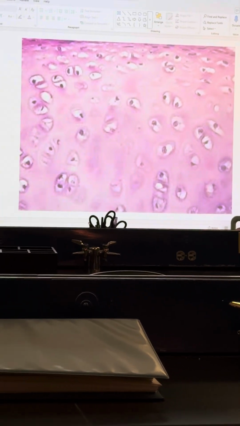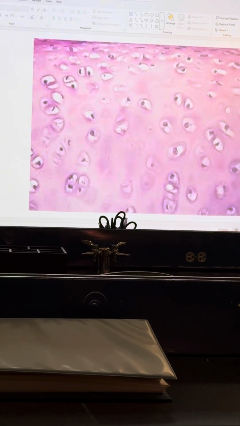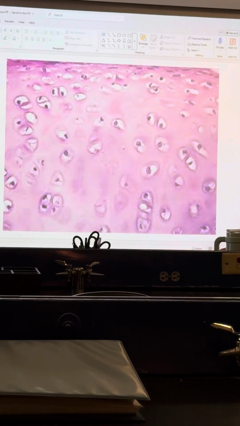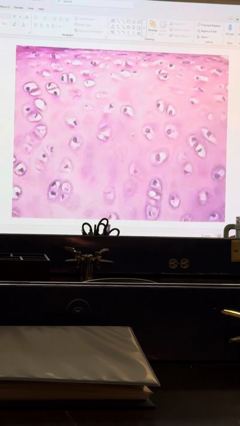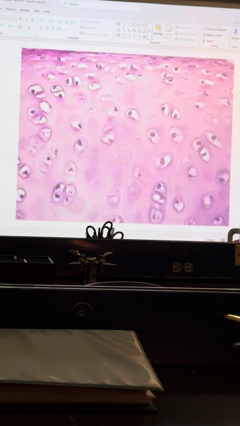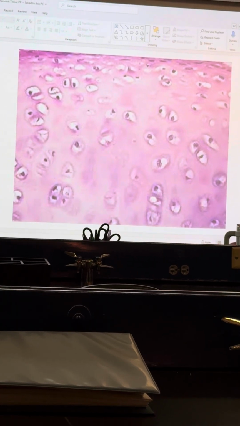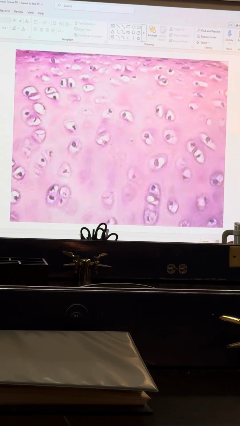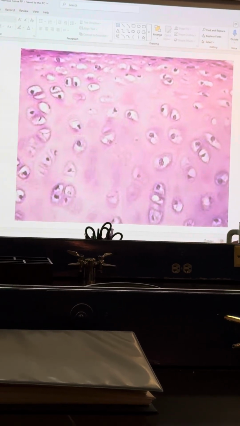Where do we find hyaline cartilage? The costal cartilages, the ends of the long bones. They're in the joints, so that the joints move smoothly. Also, the fetal skeleton is hyaline. We see a lot of hyaline cartilage. The tracheal rings of the trachea. So yeah, that's the most common type.